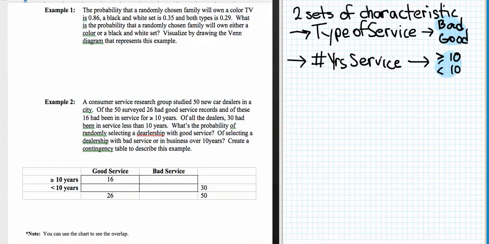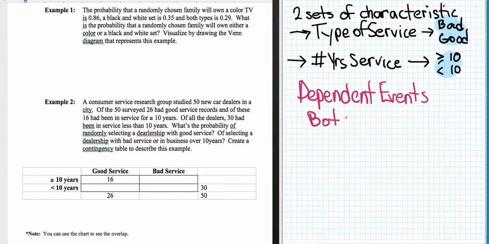So someone who has good service could have been in service either 10 or more years or less than 10 years. They're going to have both sets of characteristics, and that's what we're talking about when we say dependent events. When I talk about those in terms of a two-way table, I'm talking about the fact that they have both sets of characteristics simultaneously, right?